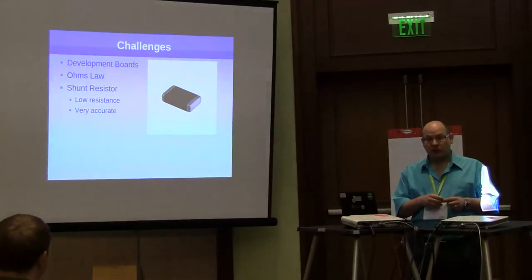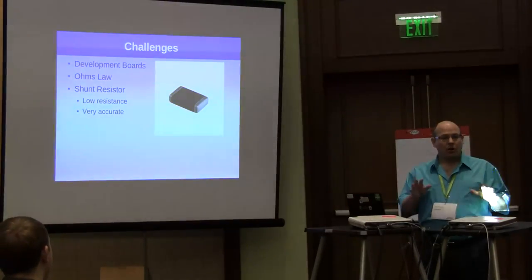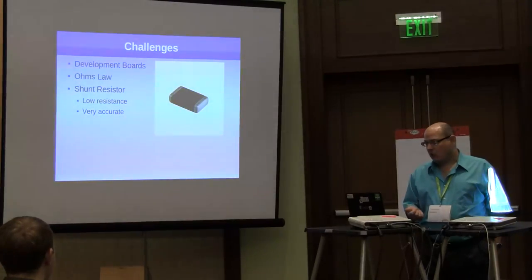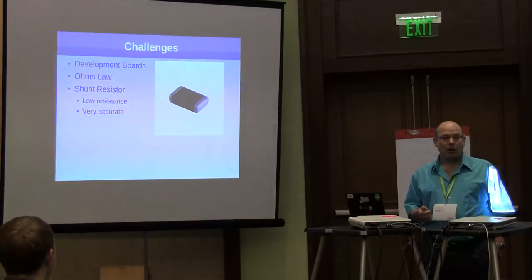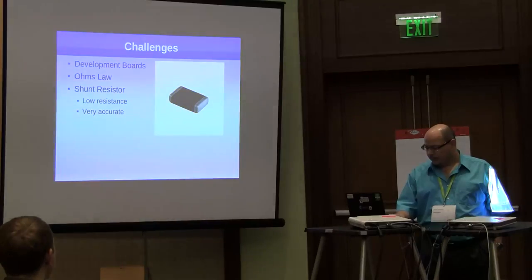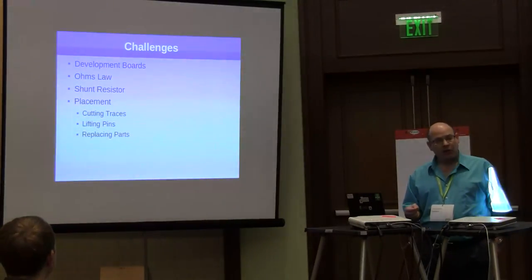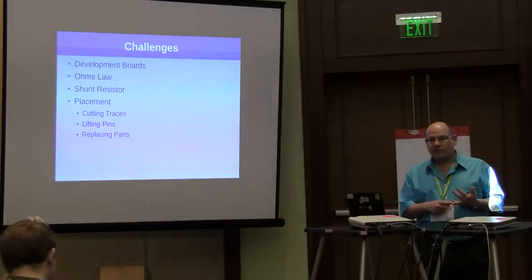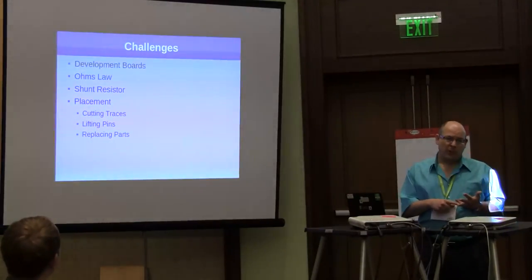They're generally very low resistance to not impede the actual voltage on the board. So they're very, very low. And they come in all different sizes, of course. They come in as small as 0201 package all the way up to through hole components. You'll need to place one of these on your power rail so that you can do some power measurements. And you have the option of cutting traces, which is pretty invasive to the board. You can also lift pins off your power rails. That's pretty invasive too. Or you can replace parts.